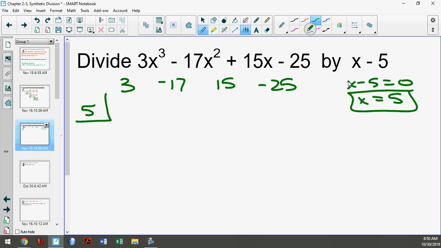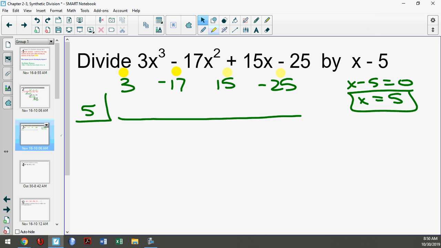Now, what I'm going to do is I'm going to simply check my degree. Degree 3, 2, 1, 0. I am not missing any powers, so I'm okay. Do we all understand that? Now, what you are going to do is you are going to draw a line here. The very first thing you do is you drop down the 3.